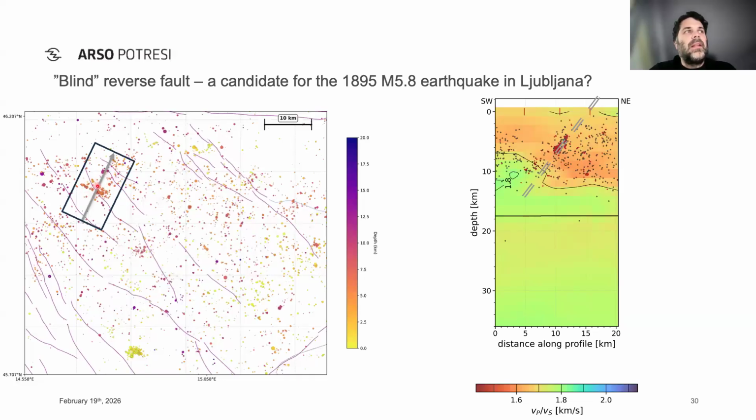So this is now a candidate for this earthquake that happened in 1895 in Ljubljana. Ljubljana is very close by. And basically we are looking at a blind thrust that we did not know before because there is nothing on the surface. And this is something we will be studying further in the future.